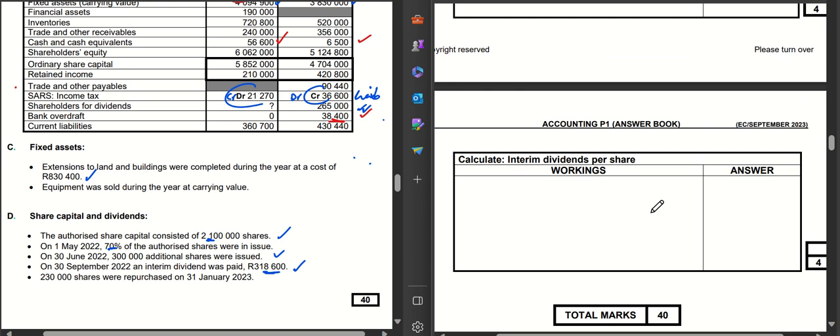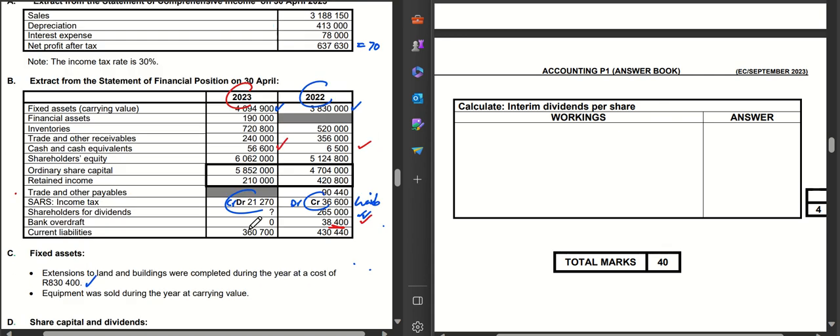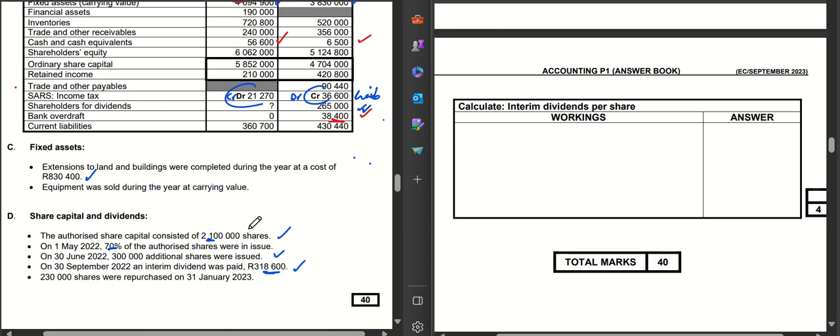But there is a question that was interesting, and I thought maybe we could do it together. The one that says calculate the interim dividend per share. The interim dividend per share. You will see that in this year they gave an interim dividend of 318,600. So that means we'll take that 318,600 and we need to divide it by the number of shares. The question is, is it the 2.1 million shares that we divide by?